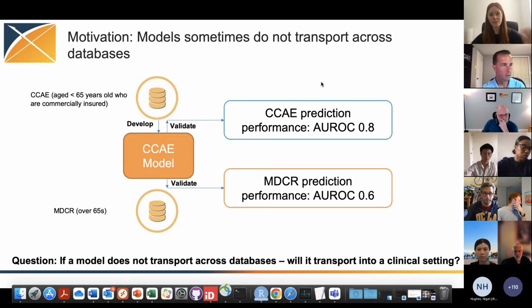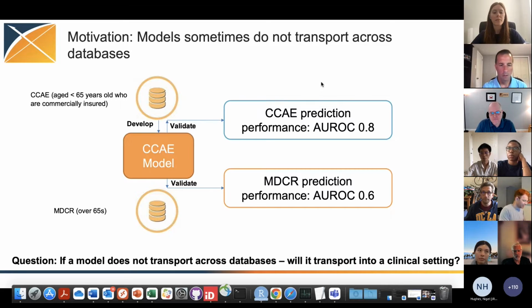So you can see here, CCE is a younger population, people who are commercially insured, so they're generally healthier. And then you've got Medicare, which is the over 65s, and they normally have a few more comorbidities. So the model may do pretty well in CCE when it's trained in CCE, but when you try and apply that CCE model to Medicare, the performance obviously drops quite a bit. And we see this pretty consistently. Medicare is one of the databases where it's harder to get a good model.